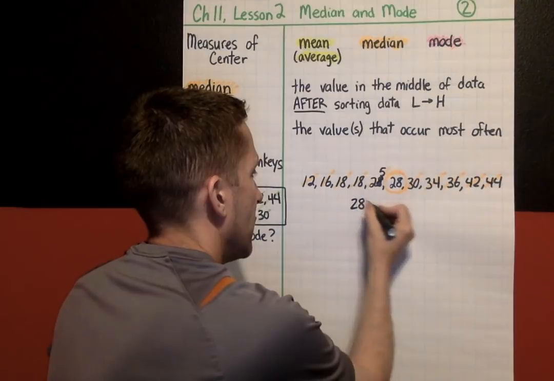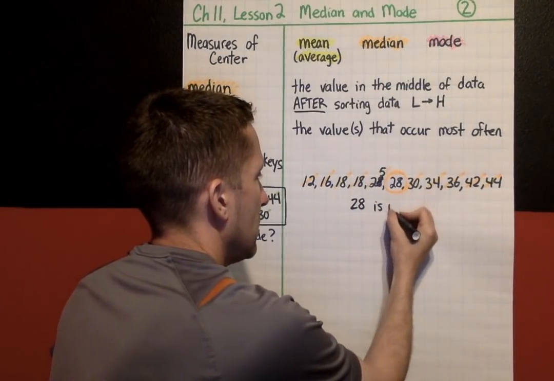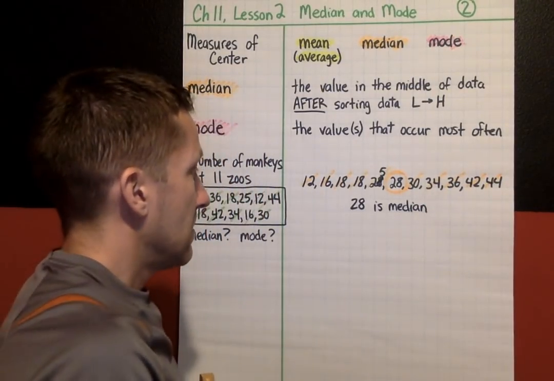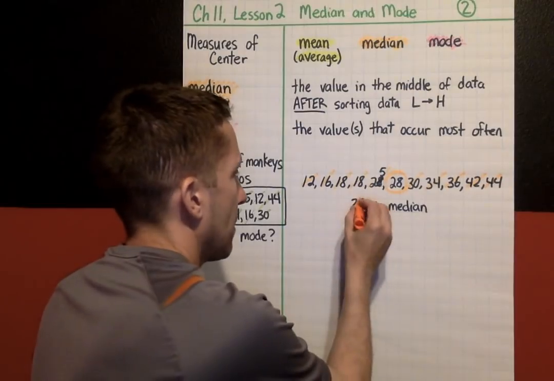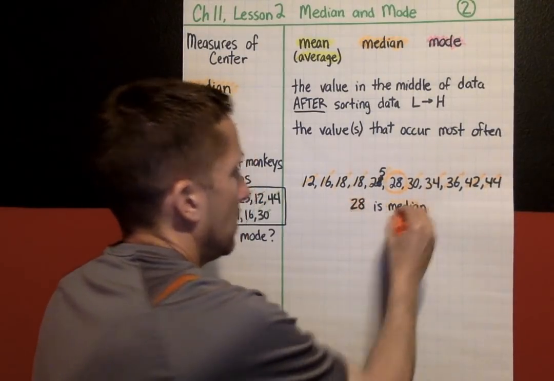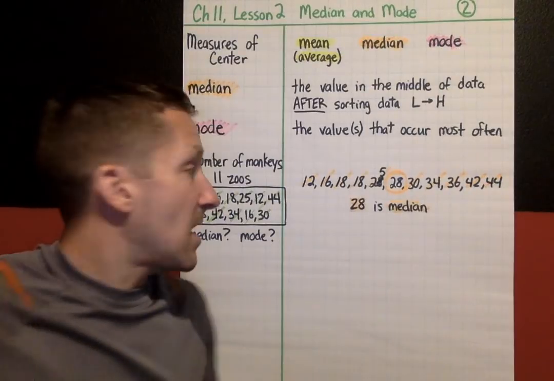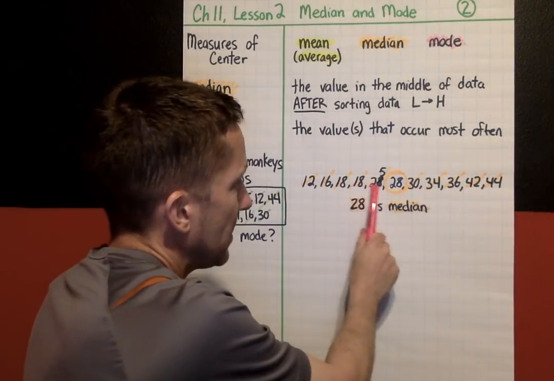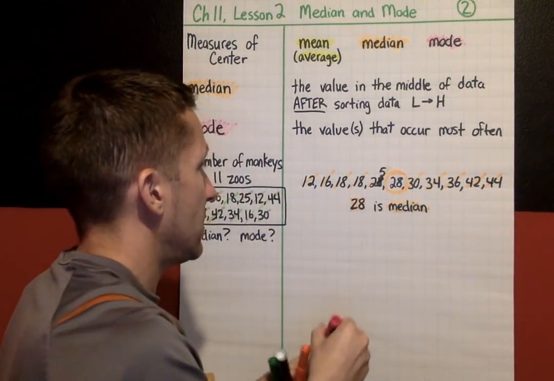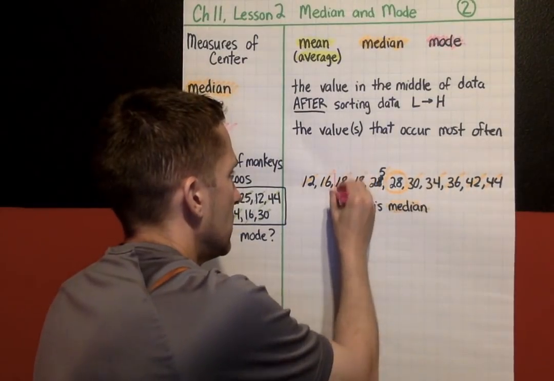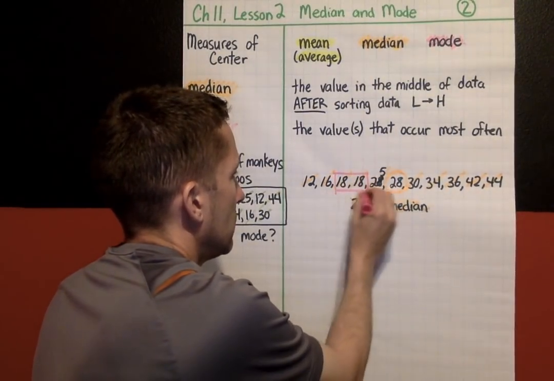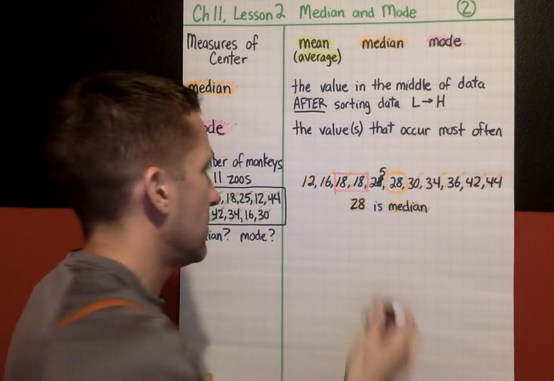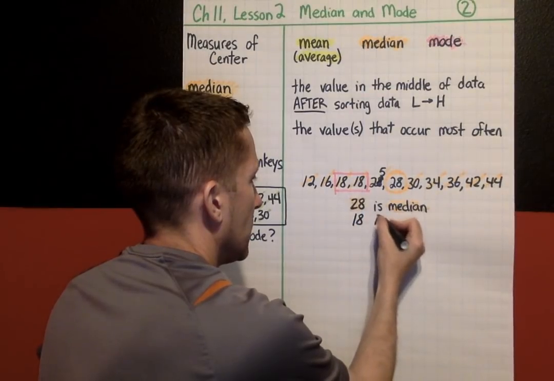So, the median number of monkeys, 28 is the median. That is the number that's in the very middle of our data. And the mode is the number that occurs most often. Because my numbers are in order, I can see 18 is repeated and there are no other numbers that are repeated. So the mode would look like that. The mode is 18. That's the number that occurs most often.